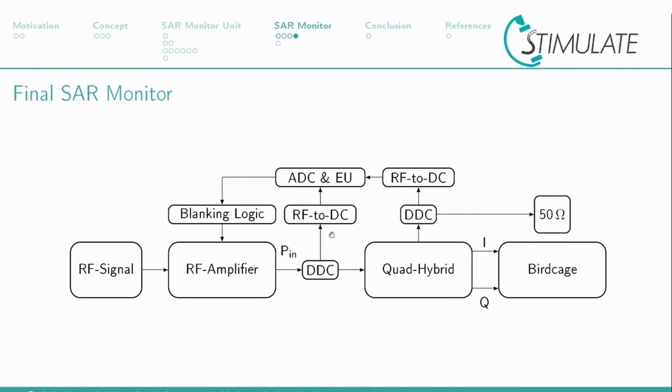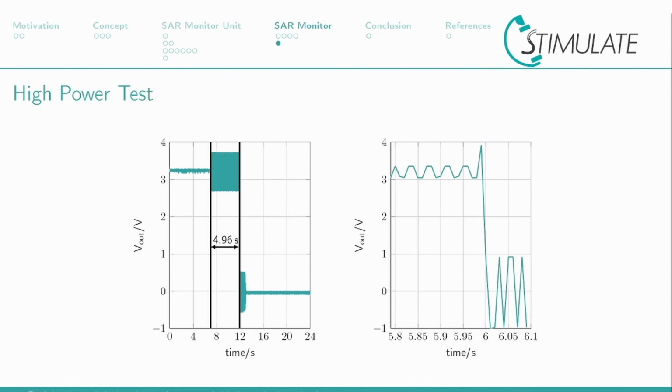This final setup must be tested under the high power conditions. Therefore, the power was measured by a network analyzer and a SAR monitor, and the measured power difference between those two measurements was below 1%. Next, the 10 seconds limit was set to half the measured power, and the time until the limit is exceeded was measured. It can be seen that it took 4.96 seconds, which results in an error of 0.8%.